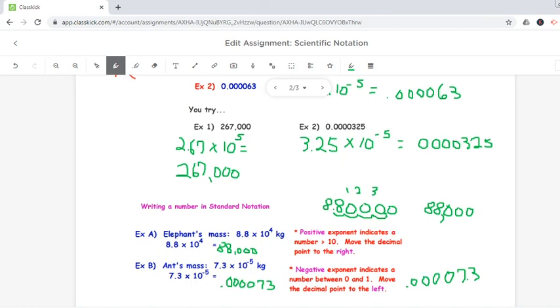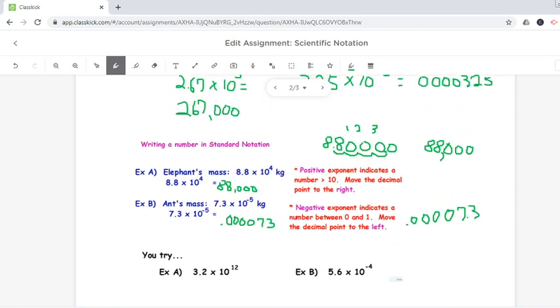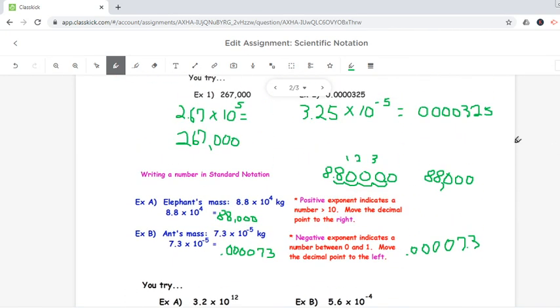Okay. I think that is good for now, and that's good for today, and we will work on it some more tomorrow. So that's the first part of scientific notation.